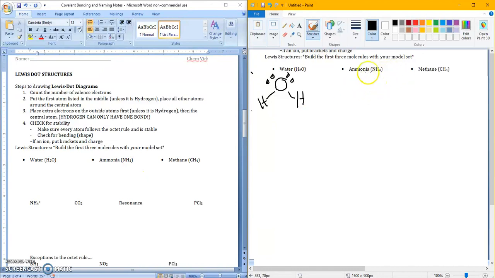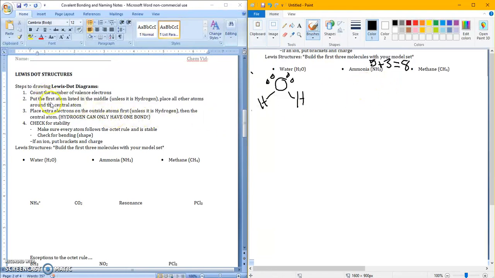Okay, so now after you have tried this, let's follow the rules. Number 1, count the number of valence electrons. Nitrogen has 5. Hydrogen has 1, but there are 3 of them, so I'm going to have 3. That is a total of 8. Again, that has nothing to do with the octet rule, it's just a happenstance.